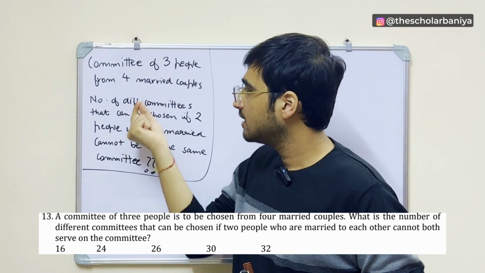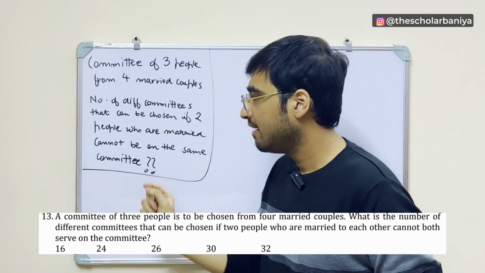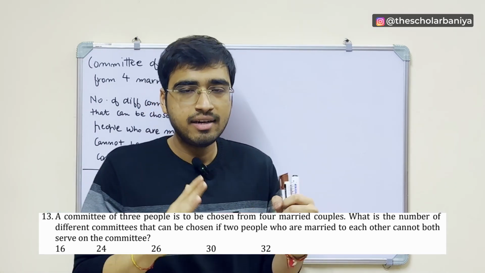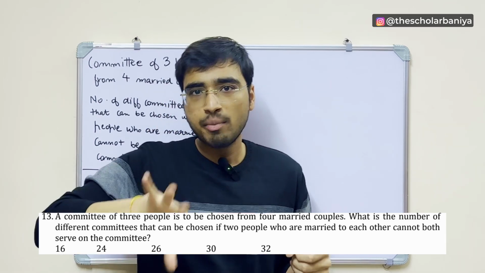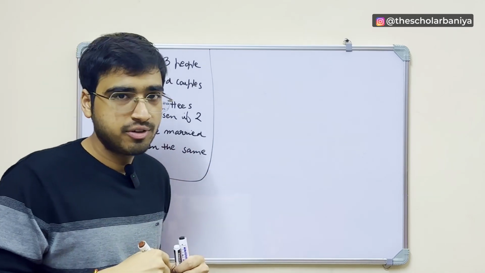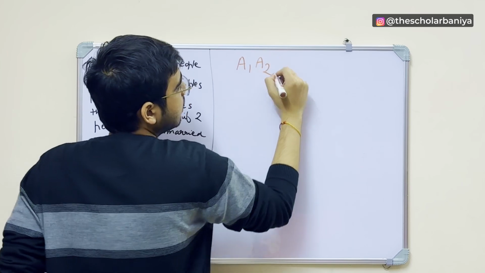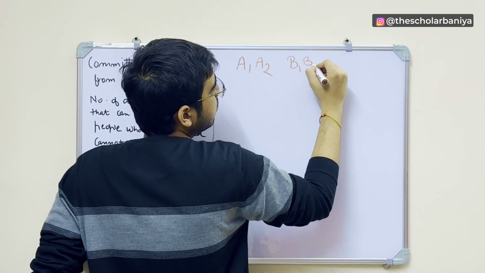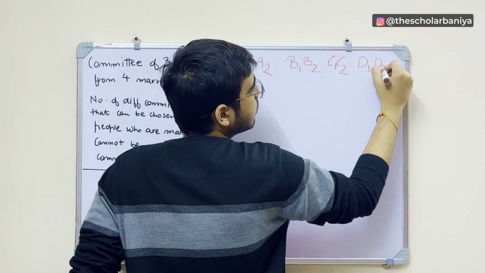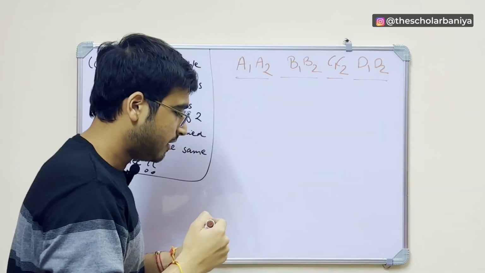Now it's given that we need the number of different committees that can be chosen if 2 people who are married cannot be on the same committee. So we have to find out that if 2 people who are married cannot be in the same committee, then how many different committees are possible, right? So firstly, we know that there are 4 different couples, right? So let's assume the first couple is A1, A2, the second couple is B1, B2, the third couple is C1, C2, and the fourth couple is D1, D2, right? So these are the 4 different couples.